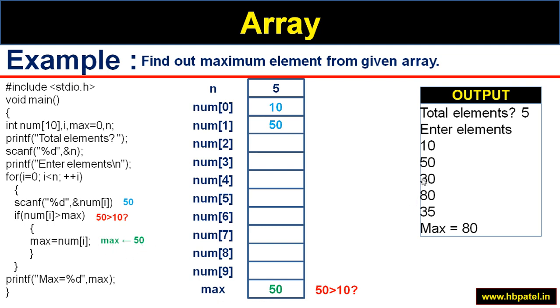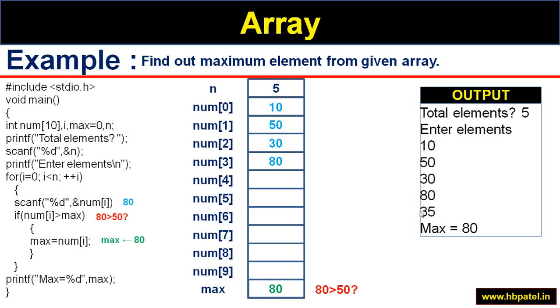Next time third, I'll be entering this 30 over here. So now compare 50, 30 is greater than 50? No. So we'll not do this process and we'll continue with the next one. So next is 80. Now compare 80 with 50. So 80 is greater than 50? Yes. In that case assign this 80 into max. So that max is now 80.